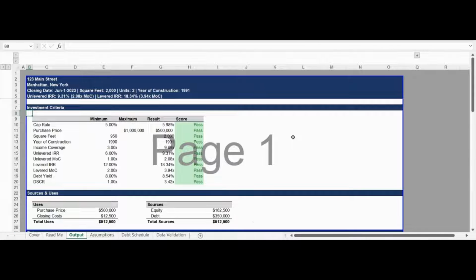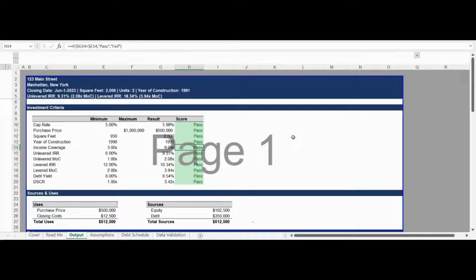The Output tab provides the decision-making analysis report based on the assumptions you input. The first section of the output shows the individual investment criteria that pass or fail. In the case study example, all investment criteria pass. To highlight a couple of the key metrics, we wanted a property with a cap rate of at least 5%, and this property is calculating to a pro forma cap rate close to 6%.